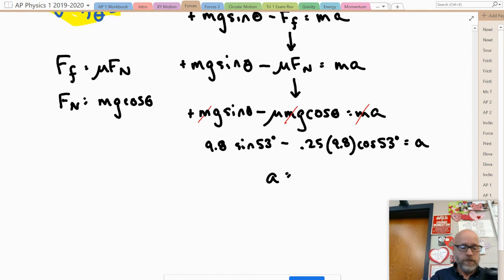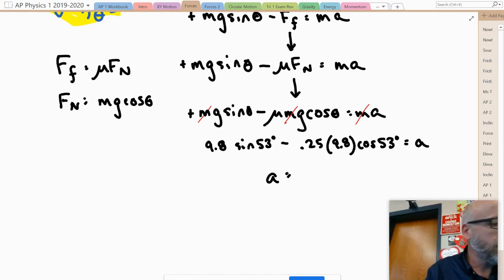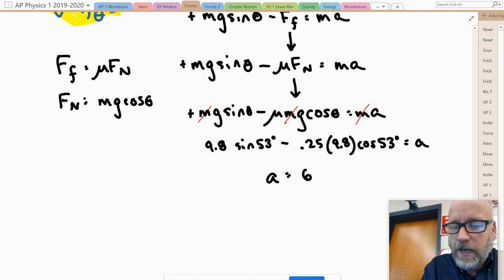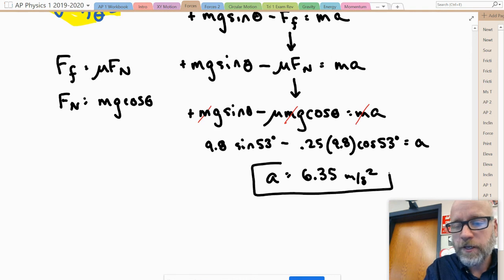Punch that in 1 step in your calculator. You got this, do it. No, seriously, do it. You got to practice. You can't just watch people sing. You got to sing. You can't just watch people punch things into their calculator. You got to do it. But I have an acceleration that I just calculated to be 6.35 meters per second squared.